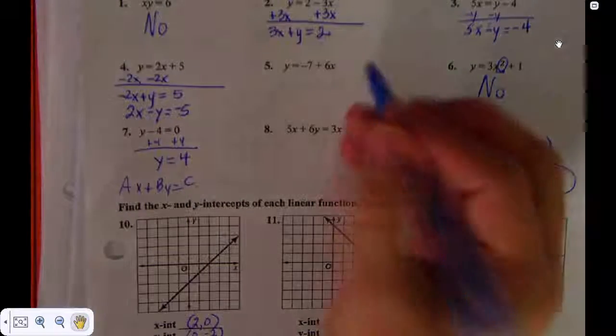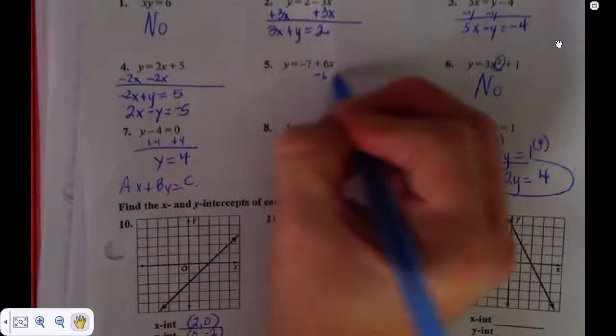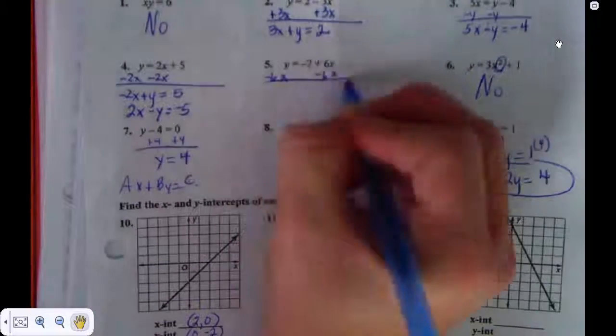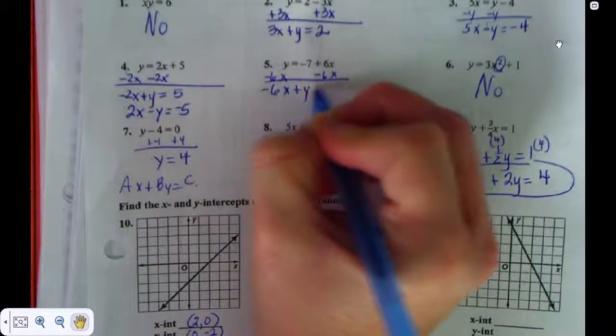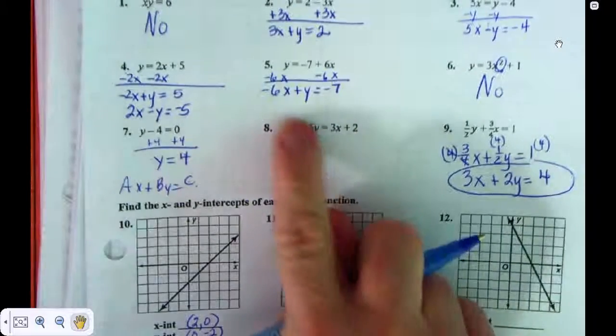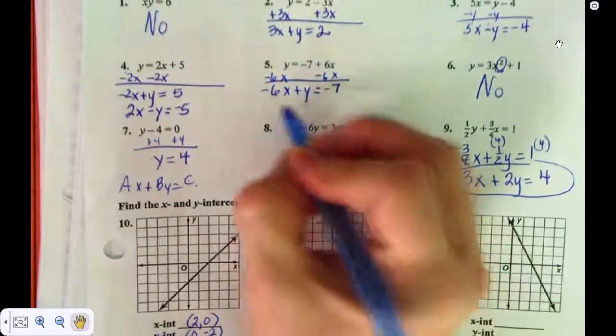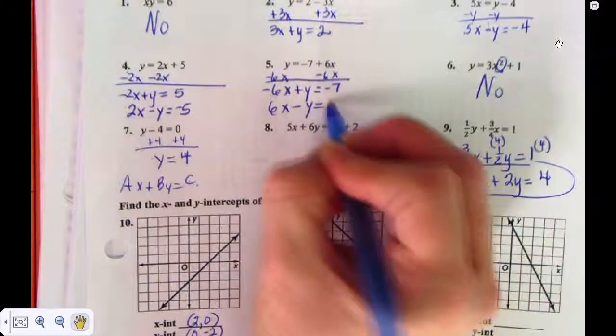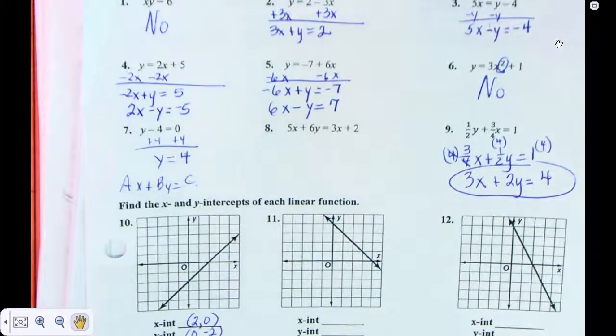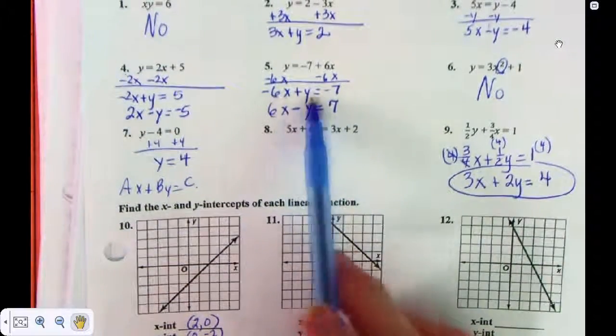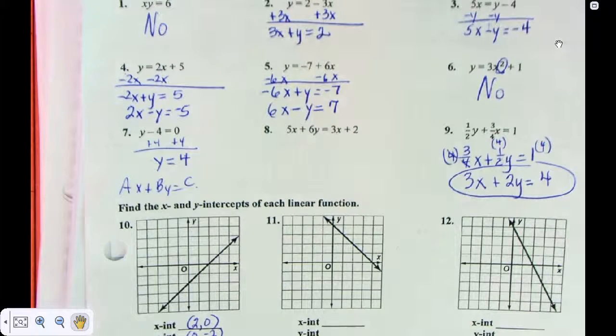Okay, so we're going to move the 6x over. Negative 6x plus y equals negative 7. Can't lead with a negative. 6x minus y equals 7. You just have to divide by negative 1. We good so far? No questions?